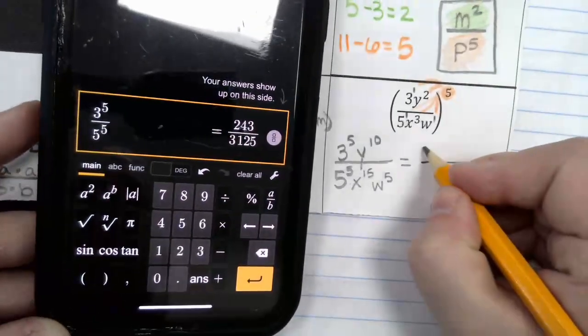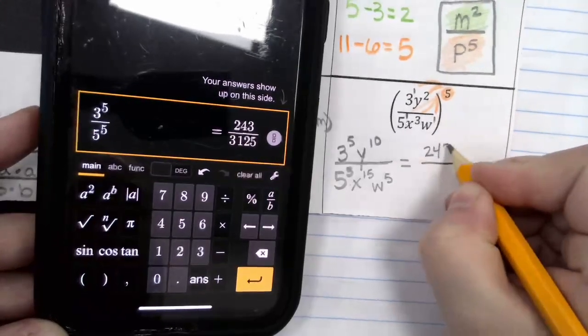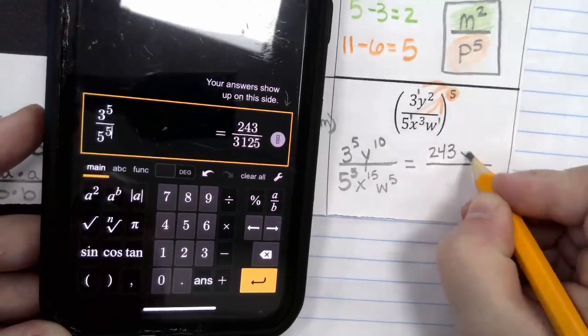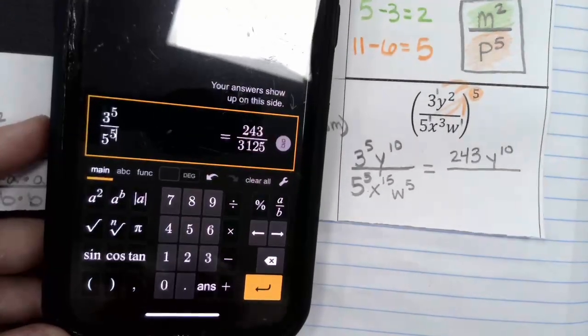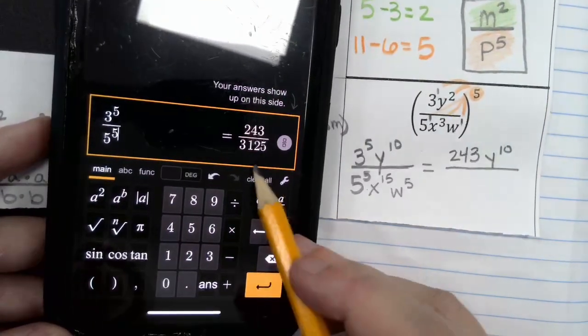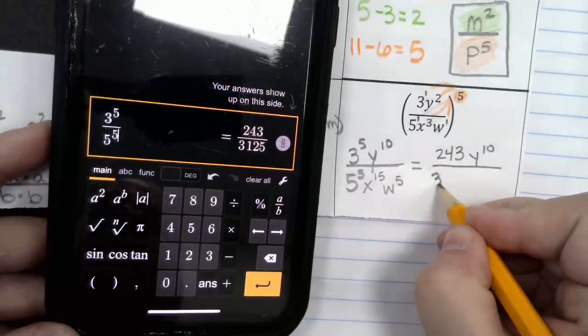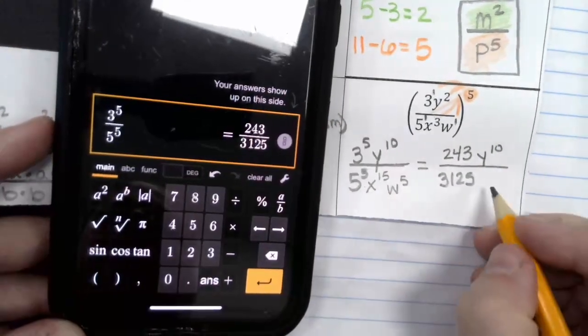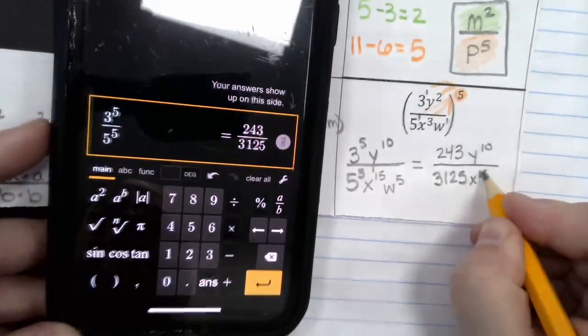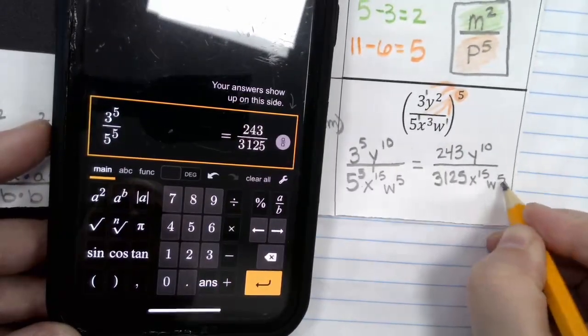So we get 243 on top. 243 y to the 10th power. And then on the bottom we have that 3,125 x to the 15th power, w to the 5th power.